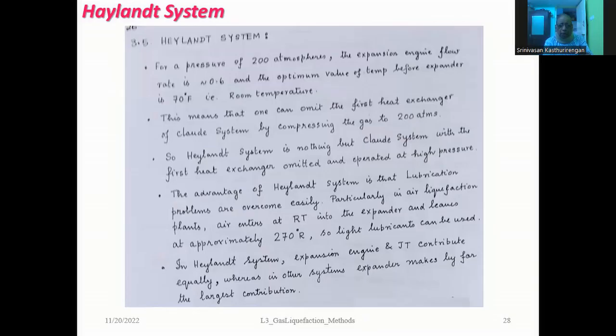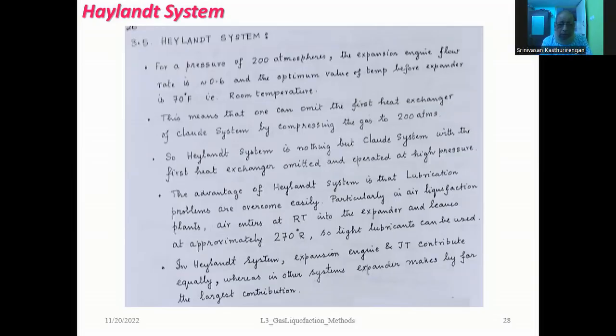Suppose we operate for a pressure of 200 atmosphere. The expansion engine flow rate ratio is approximately about 0.6, and the optimum temperature before the expander is approximately room temperature. So therefore, one can omit the first heat exchanger of the Claude system by compressing the gas to about 200 atmosphere. So what we can do is, instead of deleting the third heat exchanger, now we can delete the first heat exchanger and compress the gas to about 200 atmosphere.